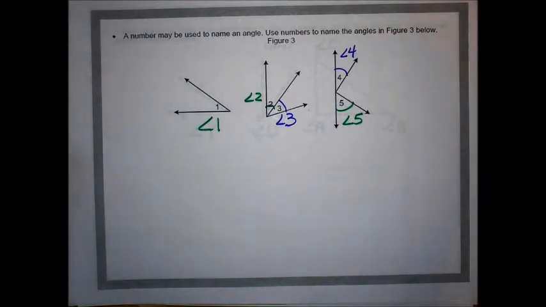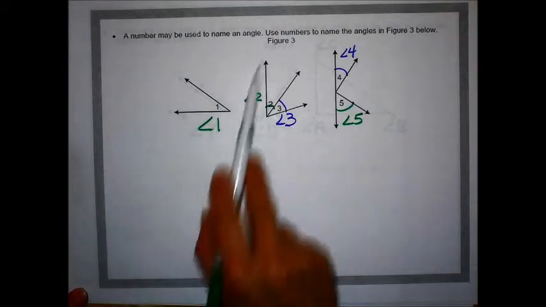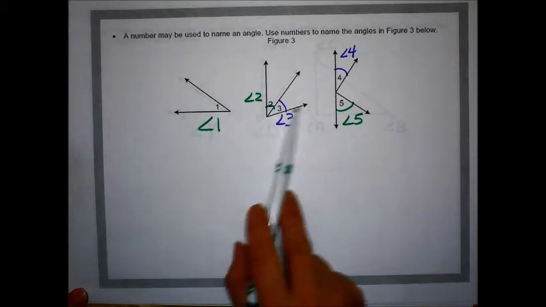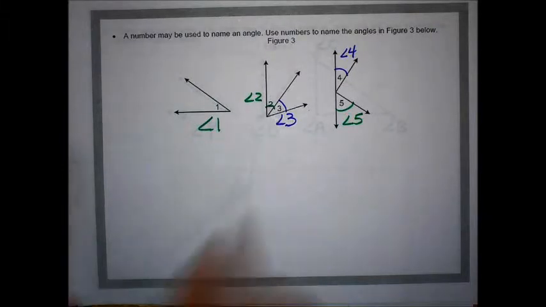If you're naming an angle by a number, it's only going to have one number. I cannot call this whole angle here angle 2, 3. I have to name them individually.